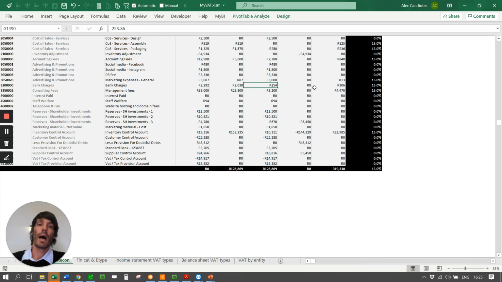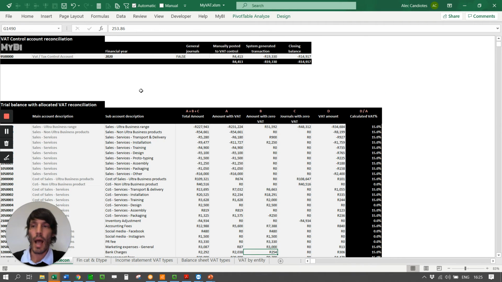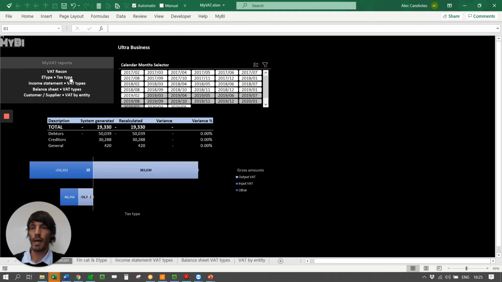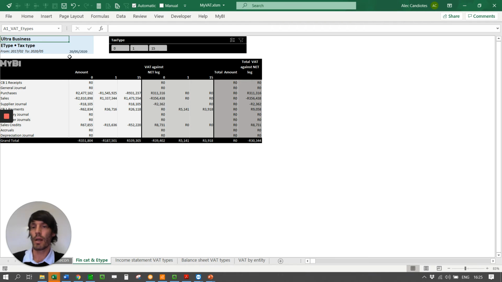All right. Now you have an understanding of how this report specifically works. And now we can go back to the front page. Then we've also got something we call e-types by tax type. Okay, so this gives you a quick overview of what type of e-types you've processed versus what VAT. And then we give here, again, we give the VAT against the net leg.